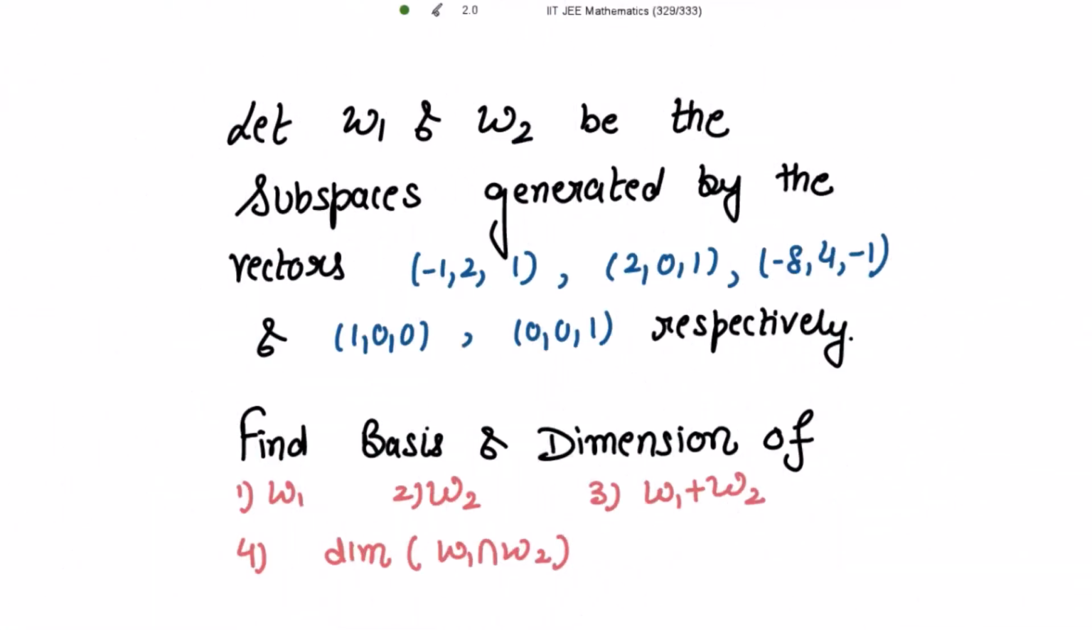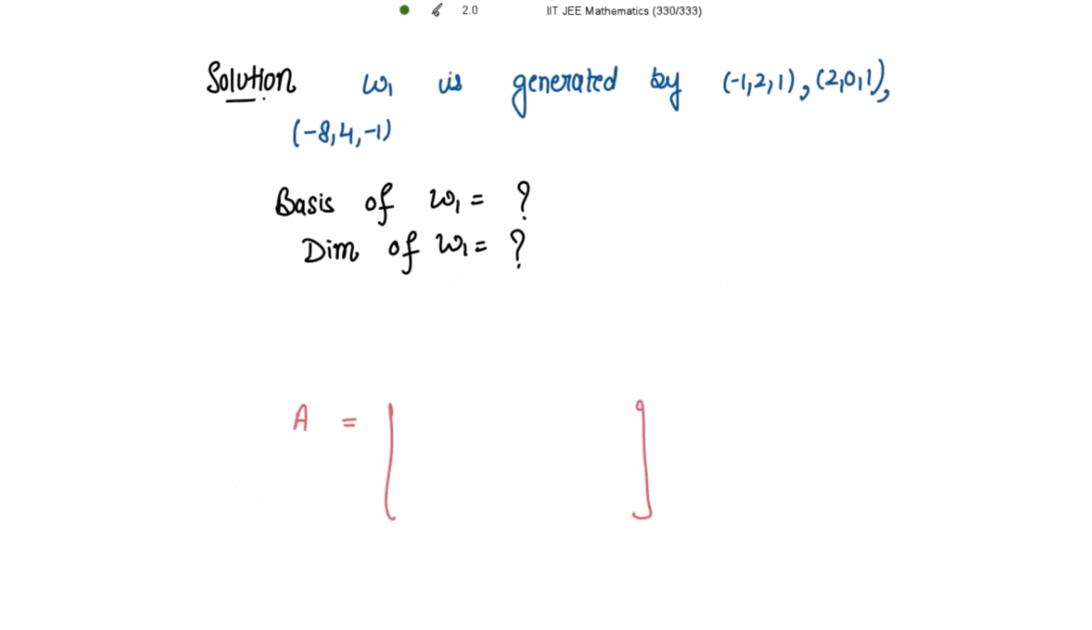W1 and W2 are the subspaces generated by these given vectors respectively, and we need to find the basis and dimension of W1, W2, the sum of the subspaces, and also the dimension of the intersection of the subspaces. So first, let's find the basis and dimension for the subspace W1.